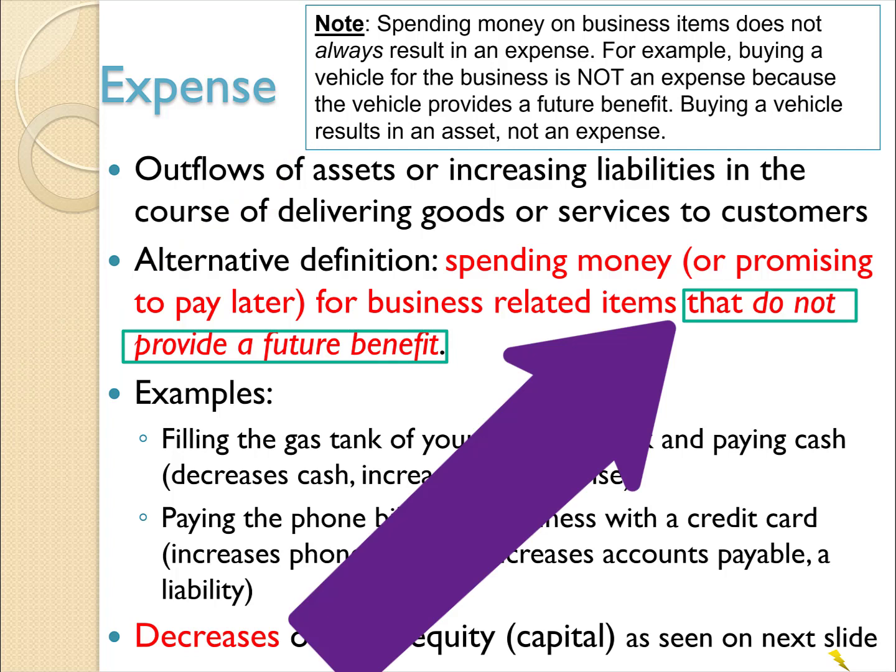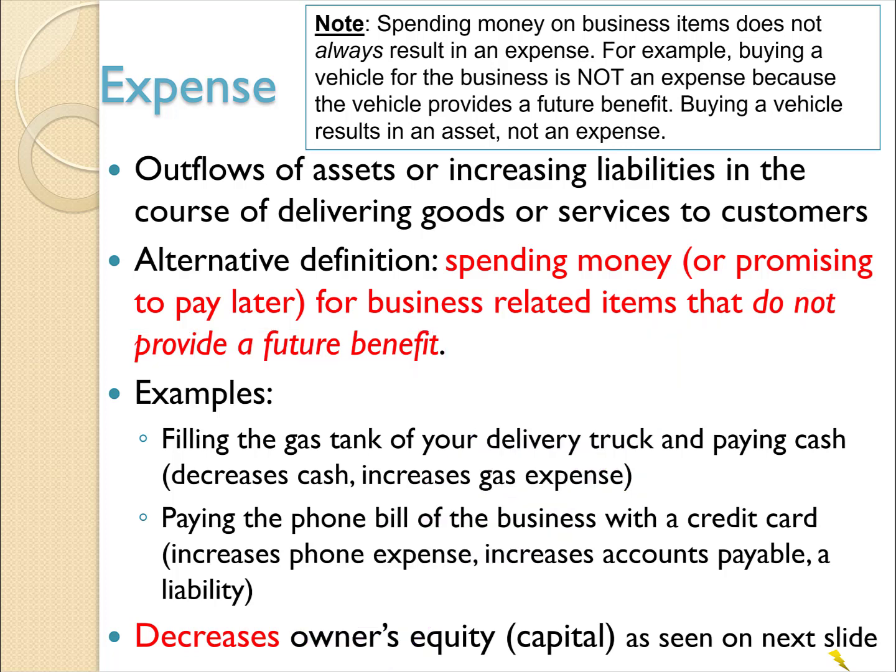Does a vehicle provide a future benefit? Yes. So buying a vehicle is not an expense, that's an asset. Remember, assets have a future value or a future benefit. So if you buy something like a truck, or a building, or a computer, that's an asset, not an expense. So let's see why expenses decrease owner's equity.